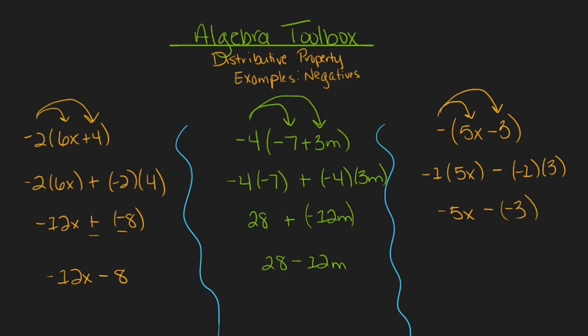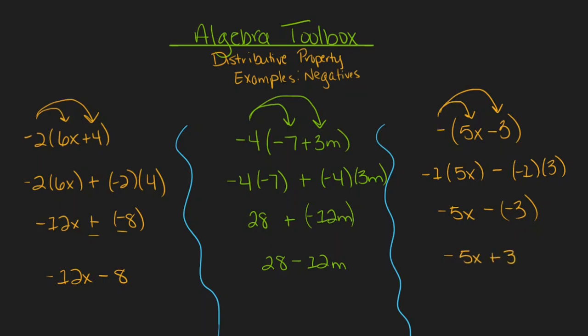I see again that I have two operation symbols right next to each other. The subtraction symbol that we're using here, and then also the negative sign that we're using here. Because I have two subtraction symbols right next to each other, I can use them together to form addition. So I can rewrite this expression as negative 5x plus 3.